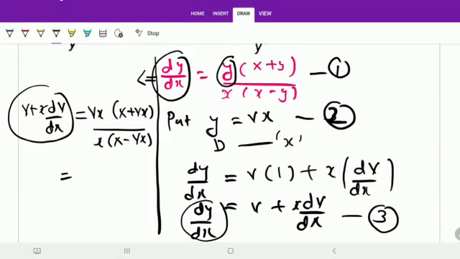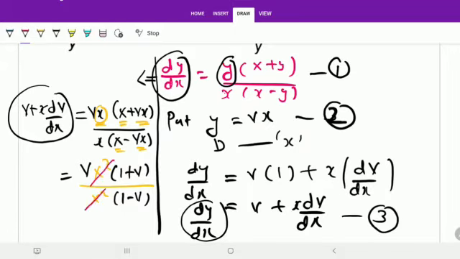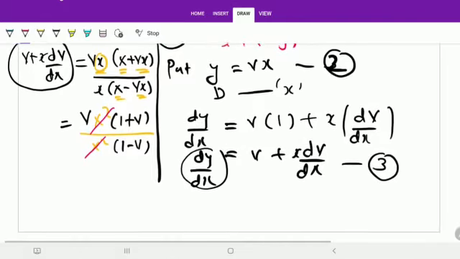Now if you observe, in the numerator we have x here, x here, x here. So inside the bracket we can take x common. Outside there is already one x, so this will be x square. In the denominator also, if I take x common, this will be x square. So we get vx square inside the bracket, with 1 plus v left here and 1 minus v left there. We can easily cancel out x square. Now what is left with us?